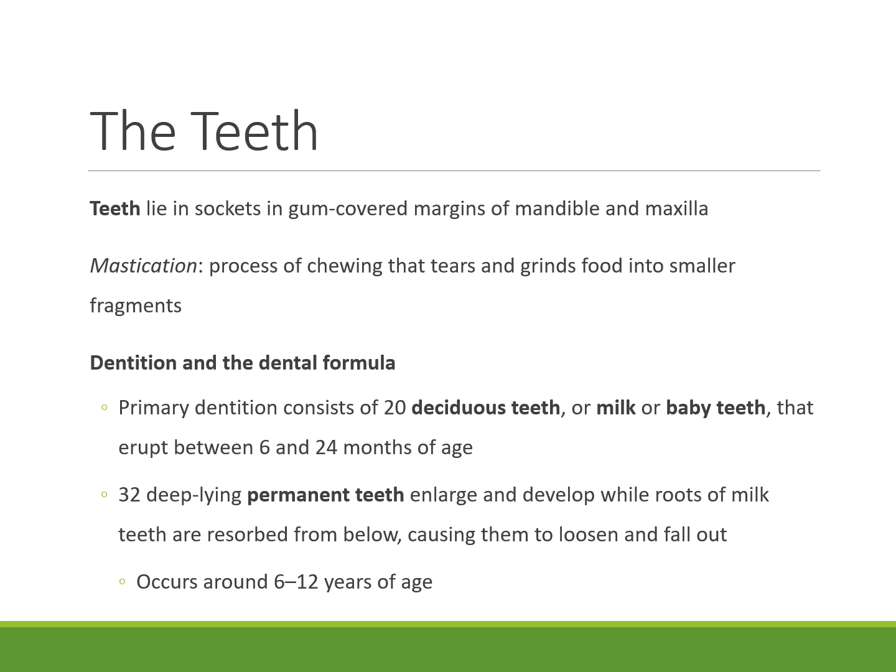Dentition and the dental formula, we looked at this in lab just a little bit. The primary dentition consists of 20 deciduous teeth. We call those baby teeth or milk teeth that erupt between 6 months and 24 months of age. And then you have 32 permanent teeth that enlarge and develop when the roots of the milk teeth have resorbed from below and cause them to loosen and fall out. That starts around the age of 5 or 6 and continues until all of the deciduous teeth have fallen out and the permanent teeth plus some others have replaced them.